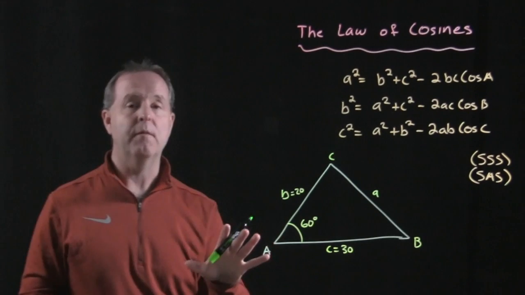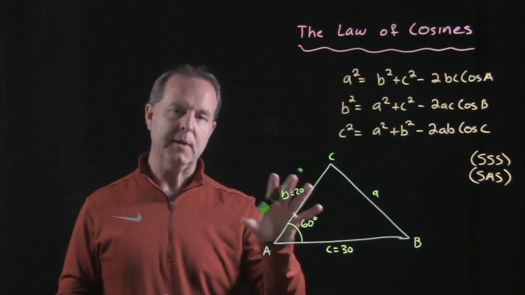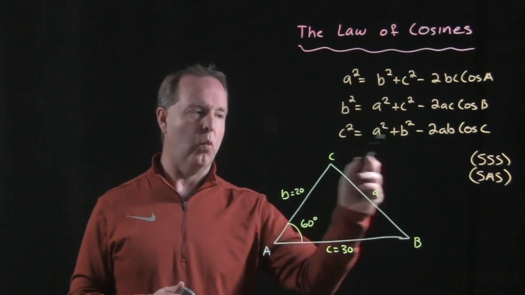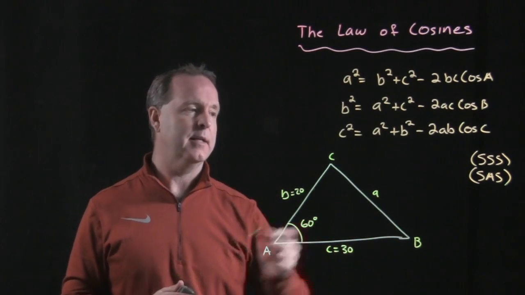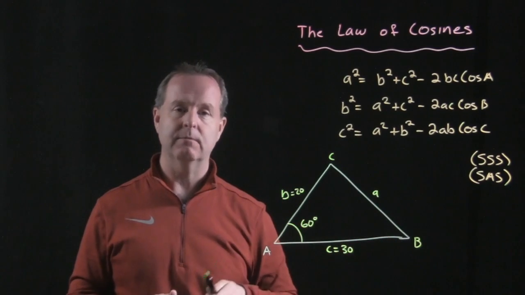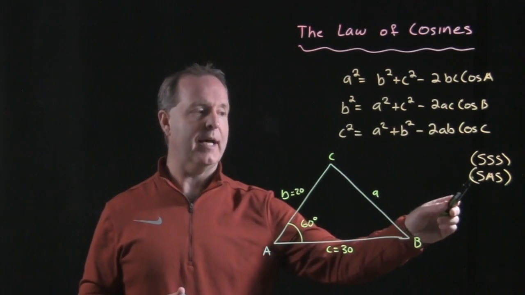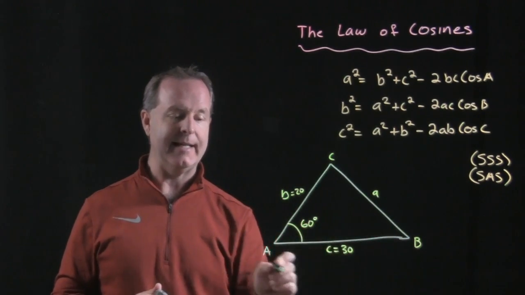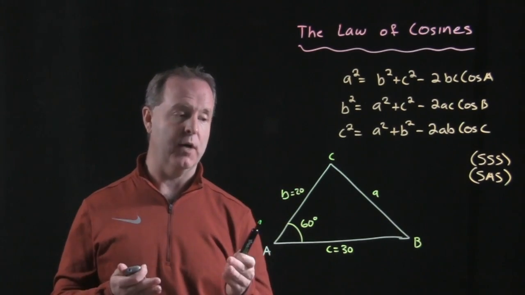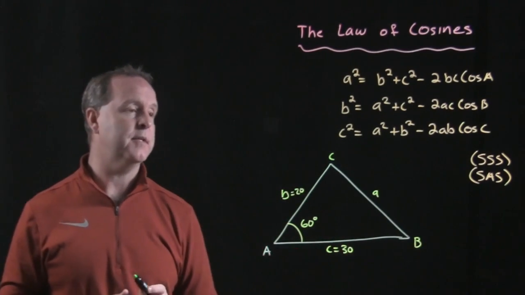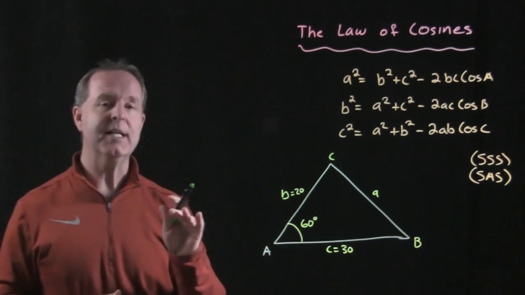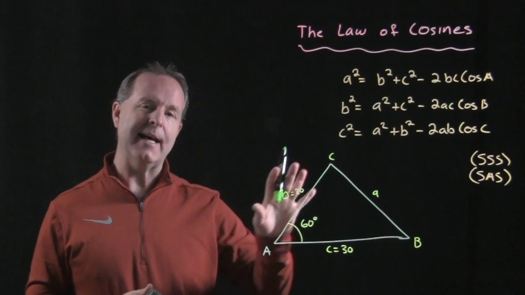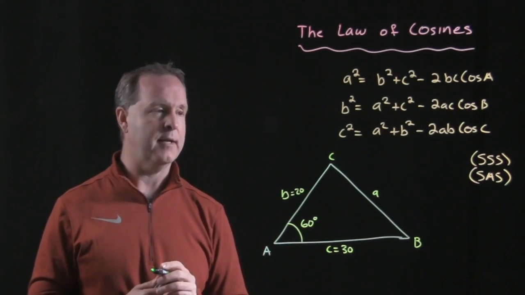So let's attempt to solve this oblique triangle. We are given one of two options where we must use the law of cosines: either side, side, side, where all three sides are known, or side, angle, side, where I have a side, an angle, and a side that are known. That's the particular case on this one. So we have a side, angle, side oblique triangle, and we will need to use the law of cosines to begin to help us solve this particular triangle.